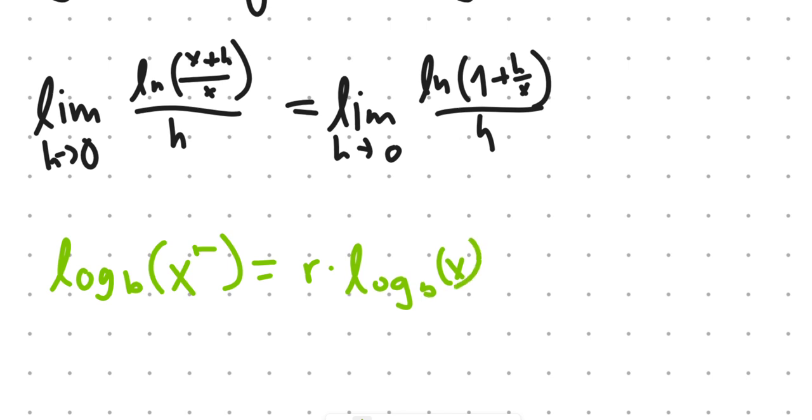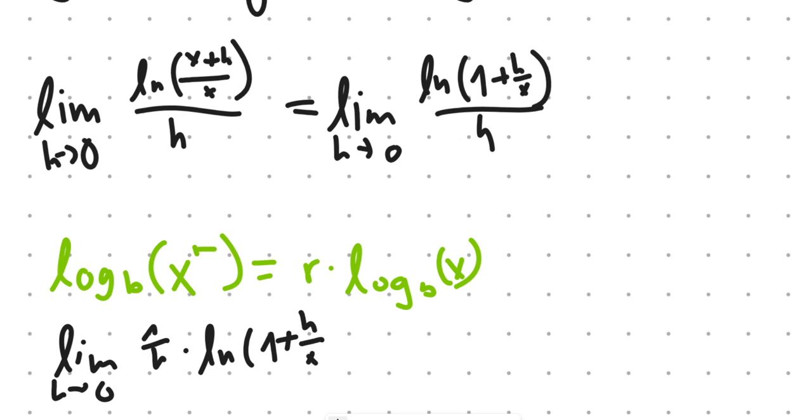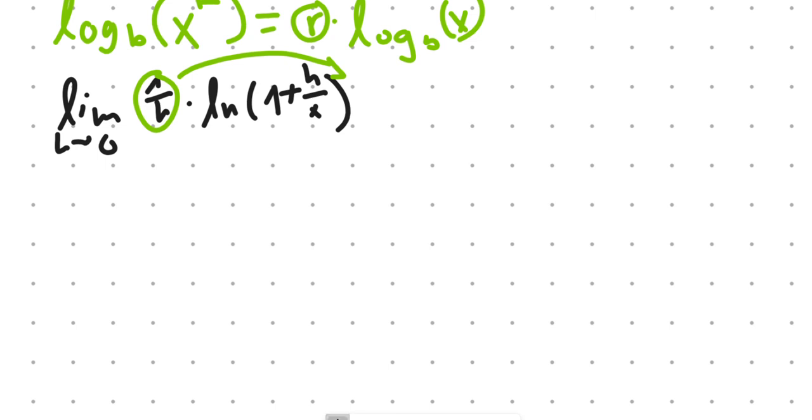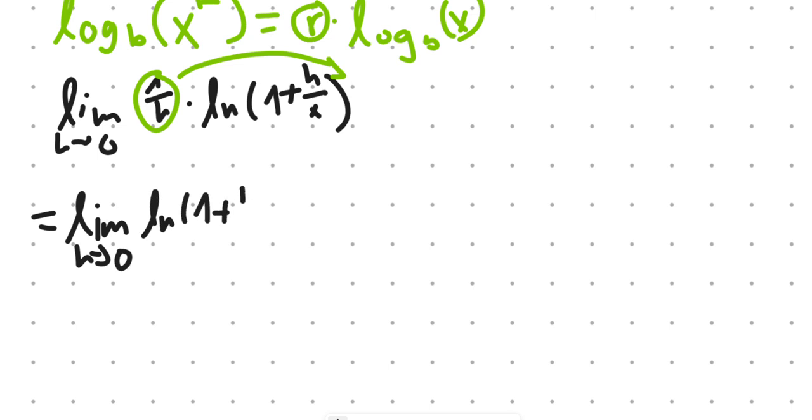So if we take the limit here, we can take the 1 over h in the front, so we can also represent it like this and then write it like this. Okay, and because we have the r as 1 over h, we can put this as an exponent in the top, so we would just have the limit as h approaches 0 of ln of 1 plus h over x to the 1 over h power.